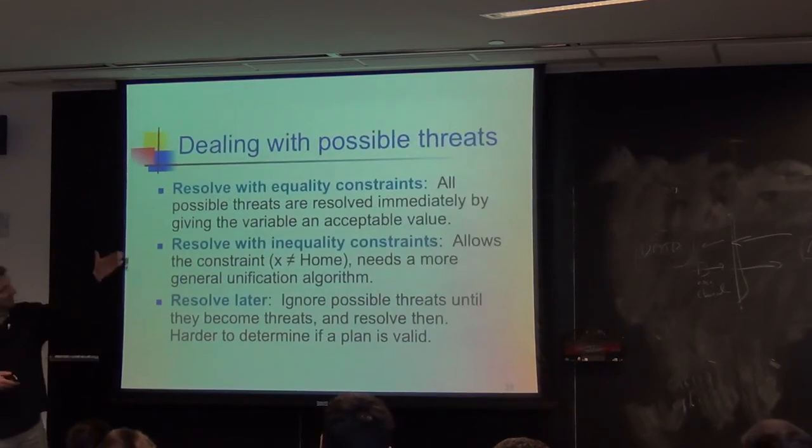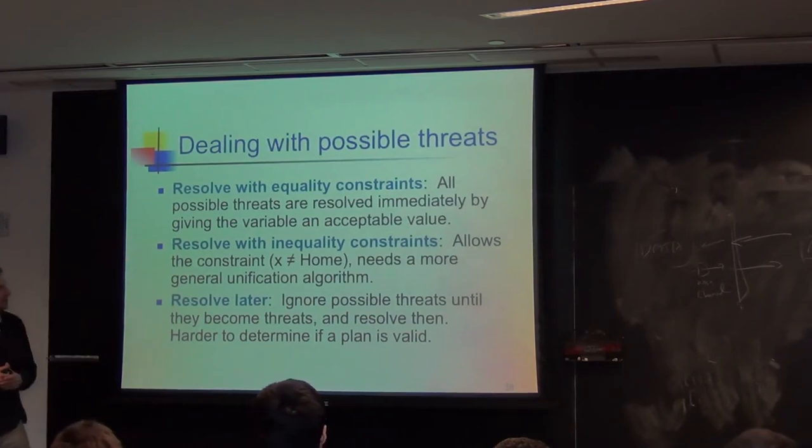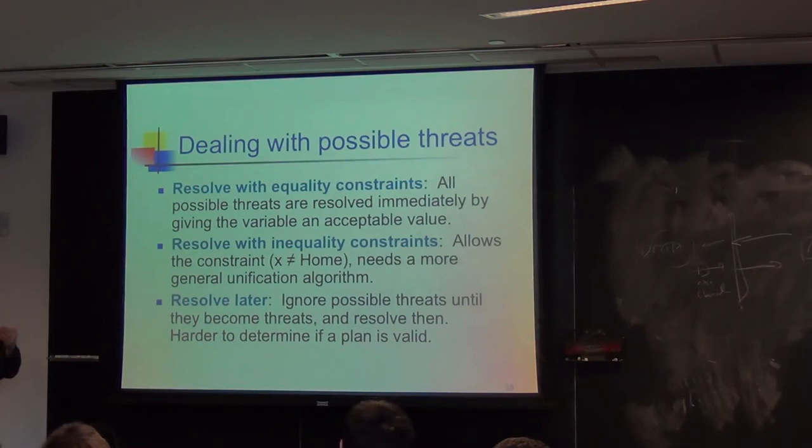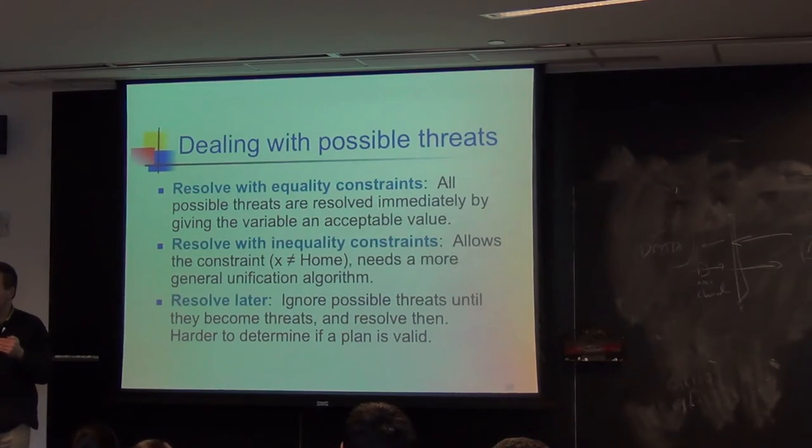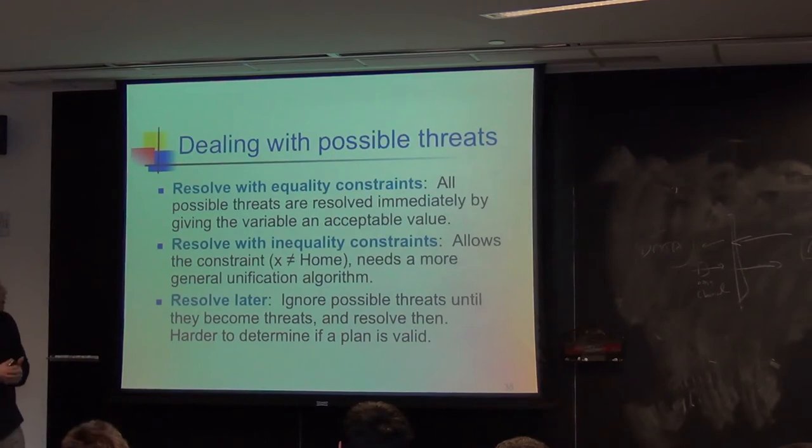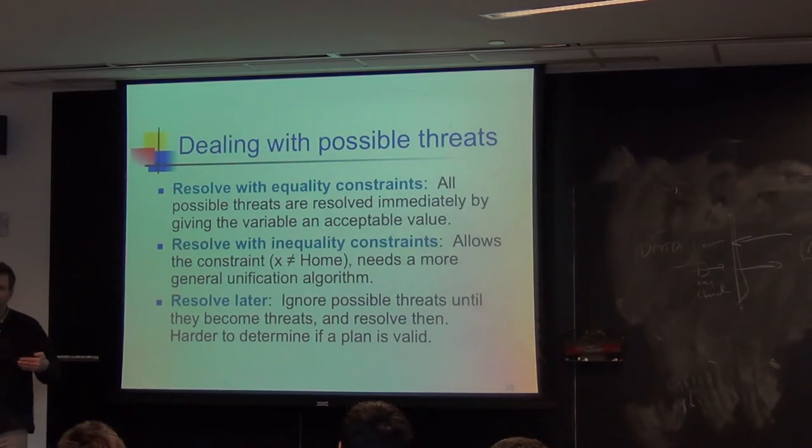So, as I said, there are some techniques for dealing with threats. None of them work that well. You can resolve, if you have this variable and maybe you want to restrict the range of values that can be assigned to that variable in order that it's consistent with the literals that you do have. As long as you're saying not at something, you might restrict what that means. So all the possible threats are resolved immediately by giving the variable an accepted value. In this case, you ground everything immediately, very early on. It's not in the vein of least commitment. It becomes very eager commitment in terms of the assignments there.